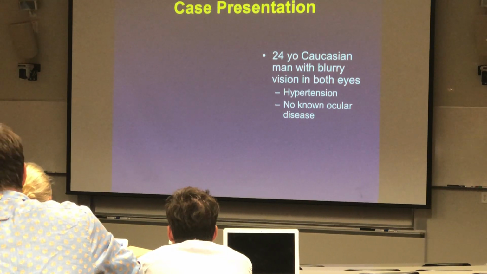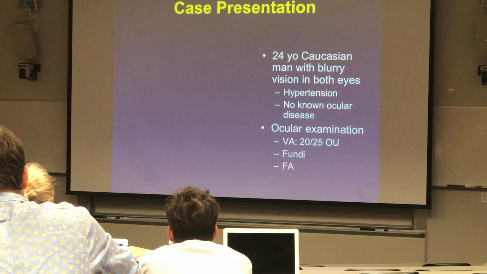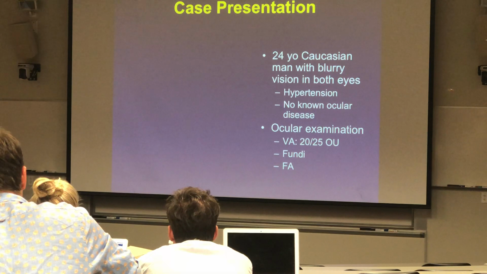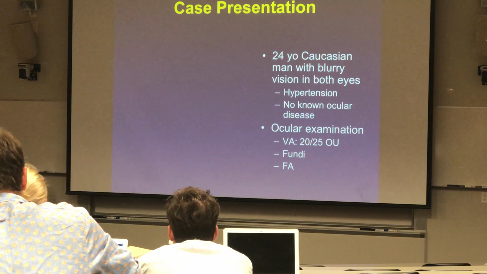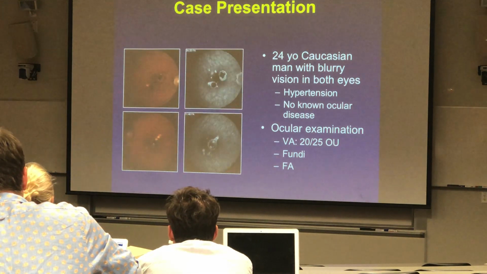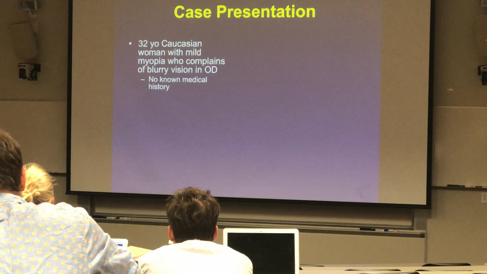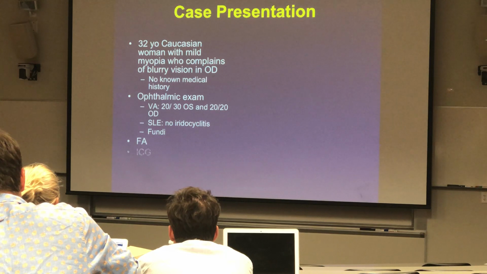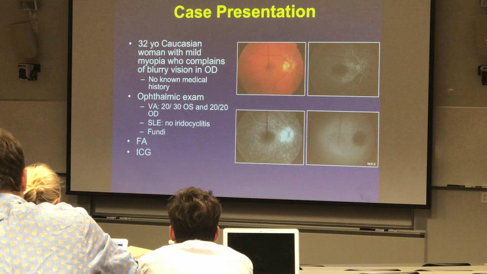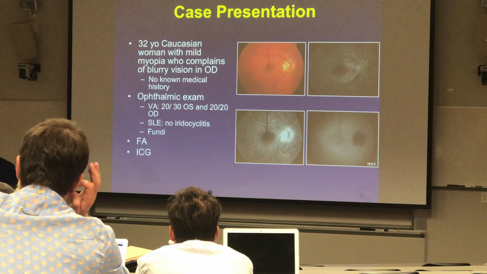This one is a 24-year-old man with blurry vision, hypertension, 2025. He's from Philadelphia. This is the case that he had. Keep your thought there to think what this may be as well. And look at the third case. This is a 32-year-old woman with mild myopia who complained of blurry vision, and this is her case. So you have 3 cases in a row with somewhat blurry vision for these patients.